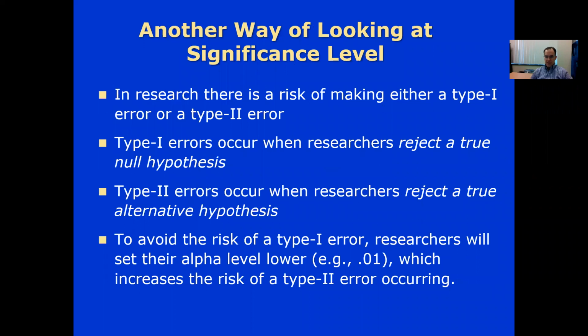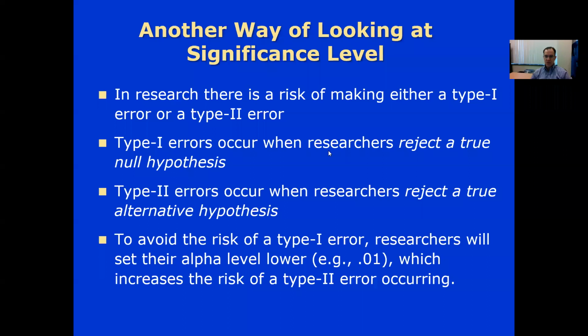Another way of looking at significance level is that in research, there is a risk of making either a type 1 error or a type 2 error. A type 1 error occurs when researchers reject a true null hypothesis, when it appears through the statistics that there are differences, but in reality there really weren't any. So again, the type 1 error indicates that the outcome might say there is a difference between the two variables, when in reality there really was not. Okay, that's a type 1 error.